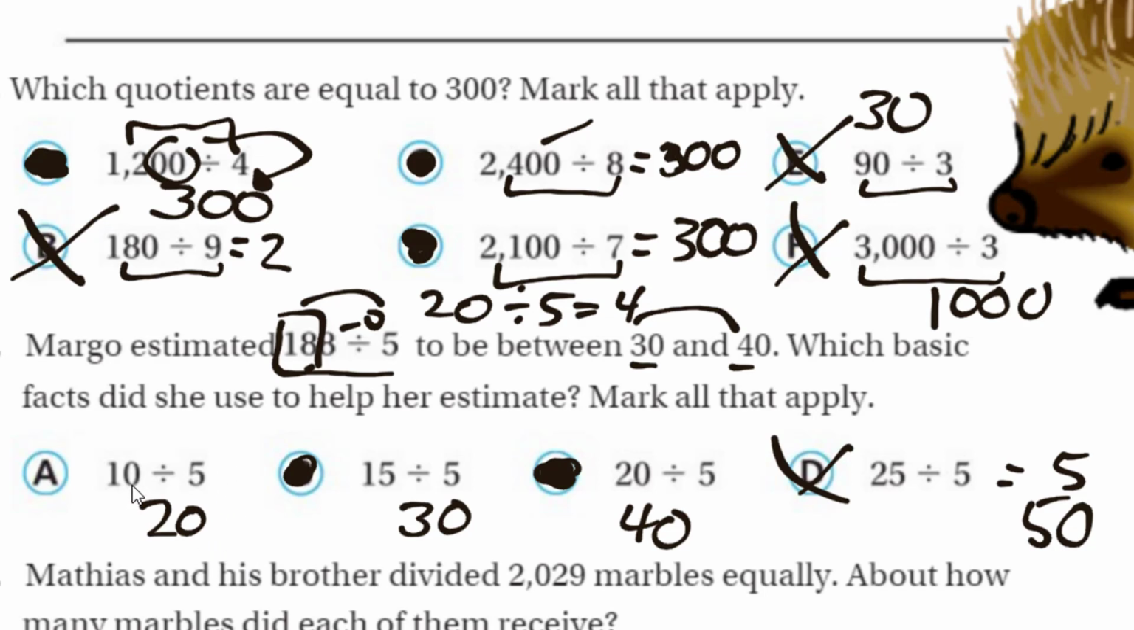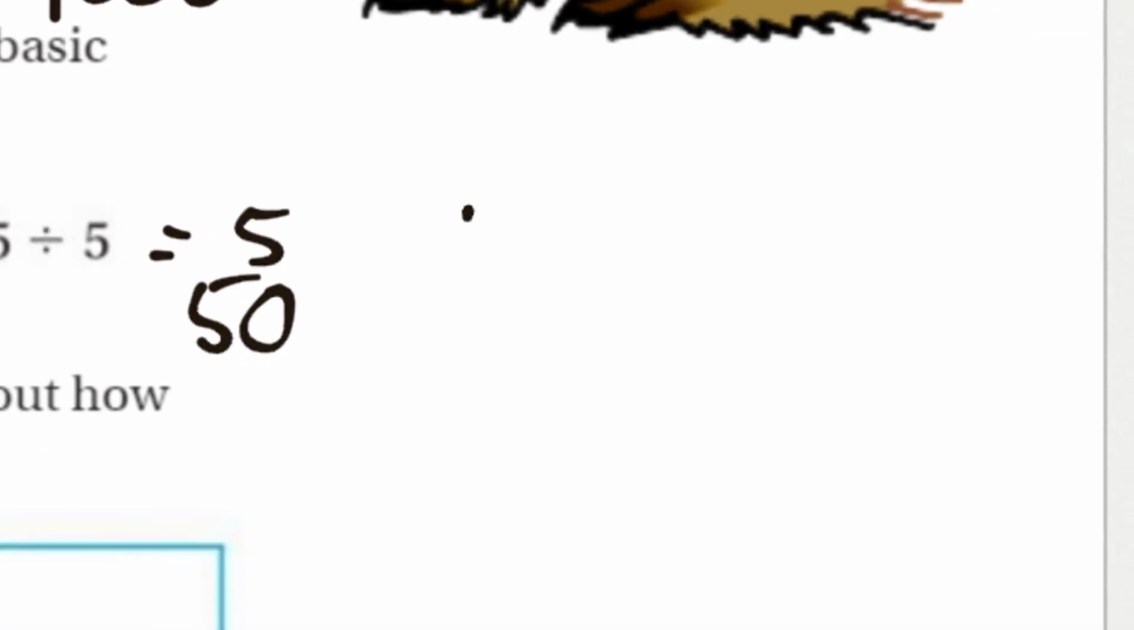Maybe I'll quickly explain it one more time here before I move on to the next problem. But that would be too far off too, because that's not between 30 and 40. So just for those students that may have struggled with this, I can understand this being difficult. You have 188 divided by 5.